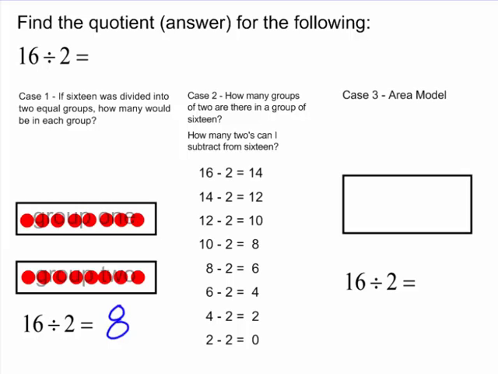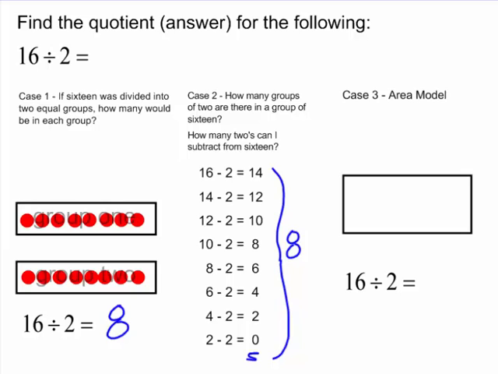If I look at case 2, how many groups of 2 are there in a group of 16? So I'm going to interpret this one as how many 2's can I subtract from 16? So I have done repetitive subtraction here, and you'll notice that I have done that 8 times. So I have subtracted 8 groups of 2 from my original 16 to eventually end up with 0.